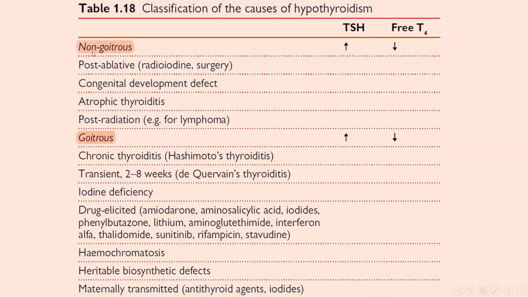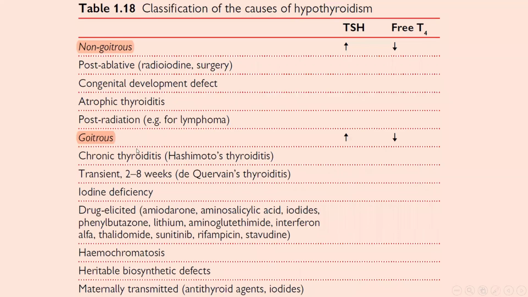Non-goitrous hypothyroidism, for example post-ablative, either radioiodine ablation or surgery, the patient will present with non-goitrous hypothyroidism, or due to a congenital developmental defect in neonates, or atrophic thyroiditis, which is end-stage thyroid disease, or post-radiation, for example for lymphoma, will lead to non-goitrous hypothyroidism.